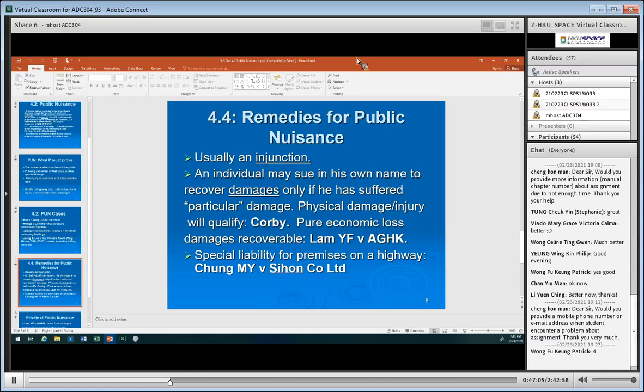So an injunction is also possible. If it's of a continuing nature, like something overhanging a highway which might potentially fall down, you can get an injunction to remove that barrier that might be on a highway. Okay, so that's the remedies for public nuisance.